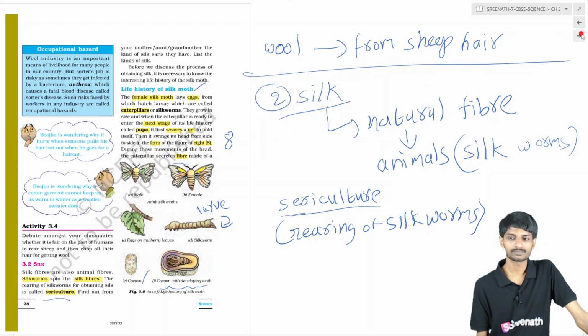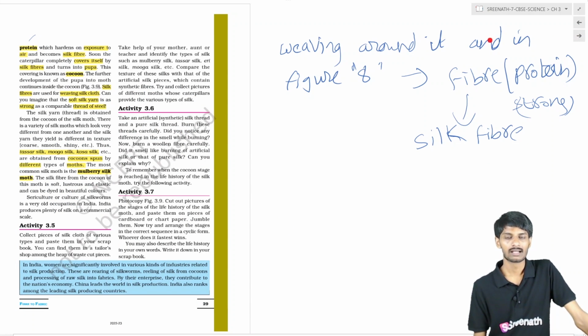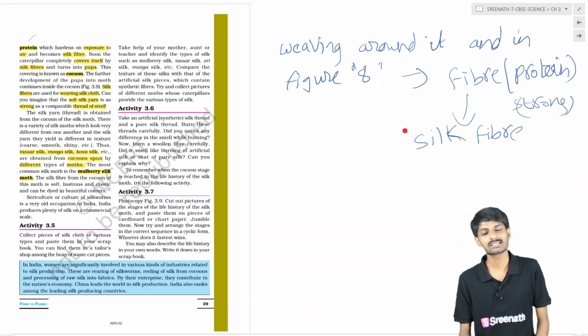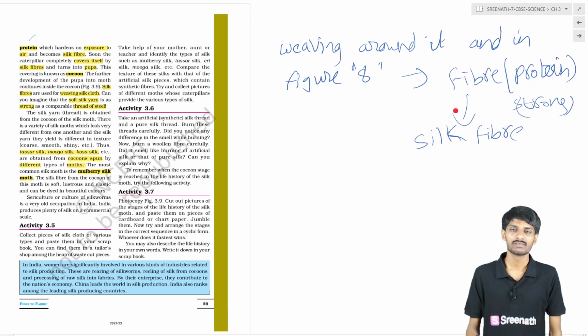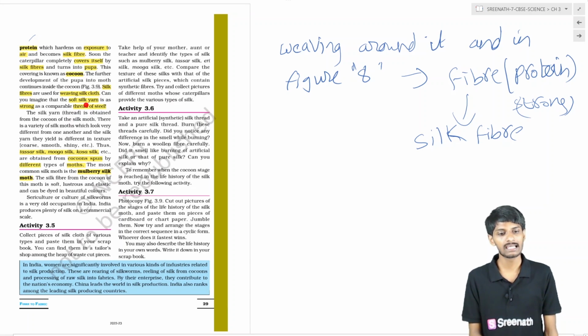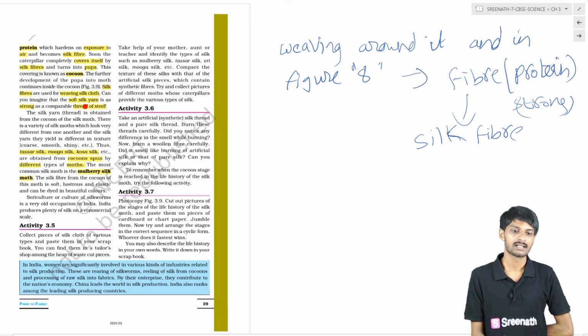Okay students, now we have learned the life history of the silk moth. The silk fibers are used for weaving silk cloth. The pupa is covered with silk fibers, and the cocoon is full of silk fibers. Soft silk yarn is as strong as, or stronger than, a thread of steel. It is very strong when compared to a thread of steel.